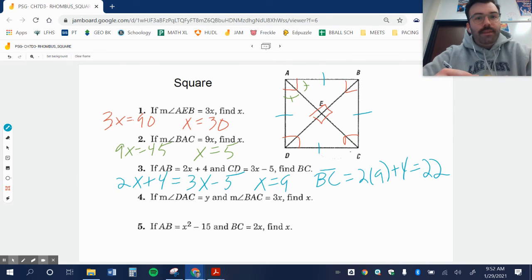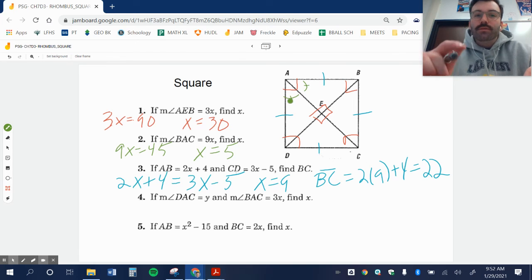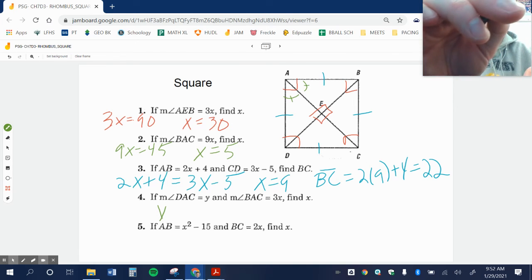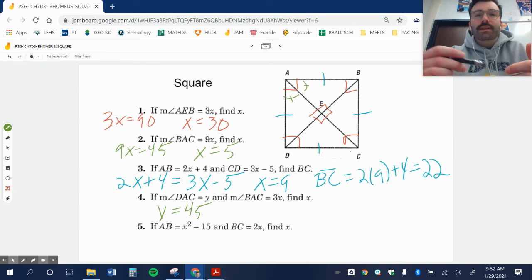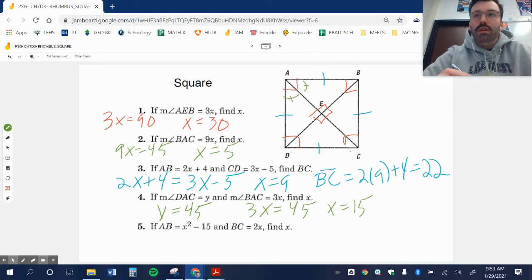And we're still going. DAC is right here. Well, remember BAC was 45, so DAC is 45. So y is equal to 45. We already did this. BAC is 45, so 3x equals 45. This is repetitive, so x is 15. We're almost done. One last problem.